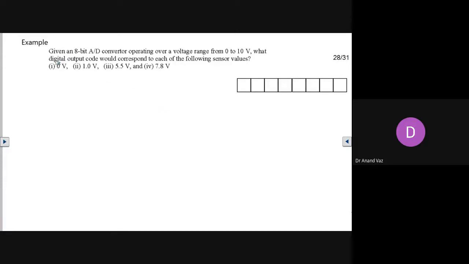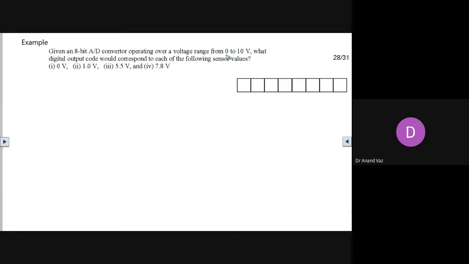The problem is, given an 8-bit analog to digital converter operating over a voltage range from 0 to 10 volts, what digital output code would correspond to each of the following sensor values? This is the question before us.